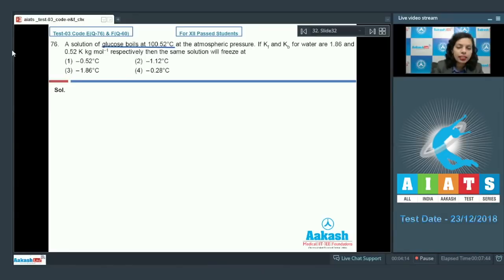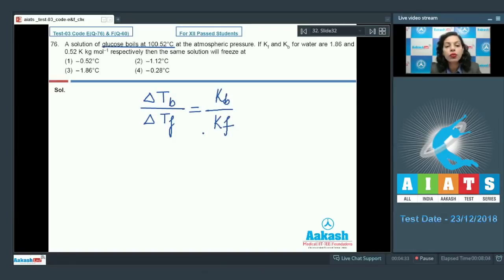Simply, we should know that there is a relation between Kb and Kf values. What is that relation? You should remember here that delta Tb upon delta Tf is equal to Kb upon Kf. This is the relation we should follow. We know the simple formula that delta Tb is equal to Kbm, while delta Tf is equal to Kfm. On the basis of this, we have this formula. Now, let's place the values here.